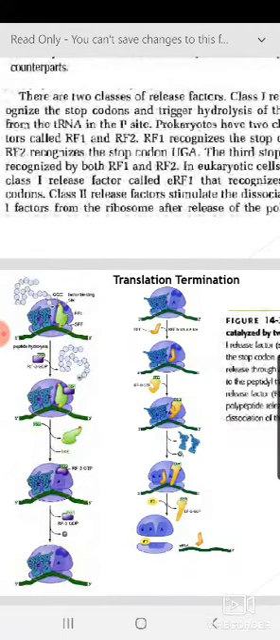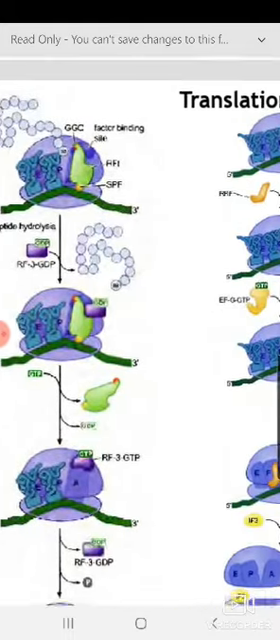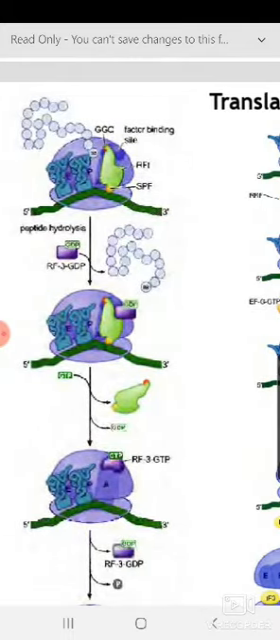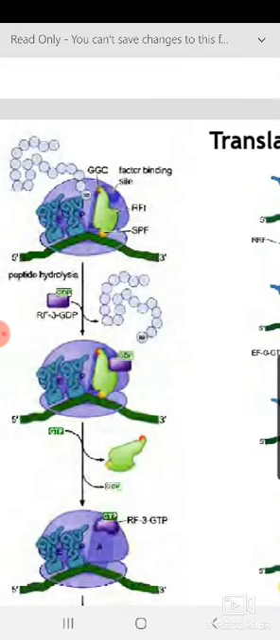Well, fine. With this knowledge, let us start this mechanism. We will first discuss the left hand side, then we will go for the right hand side. Both are important for translation termination. Now, look at this situation. What happened?